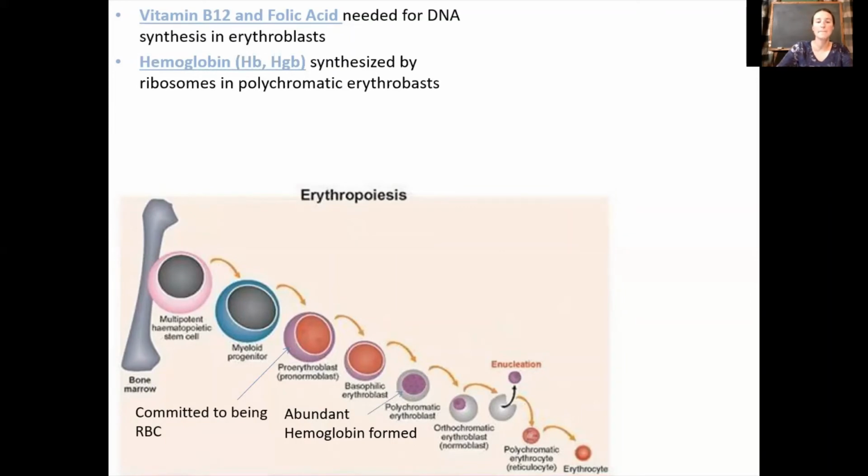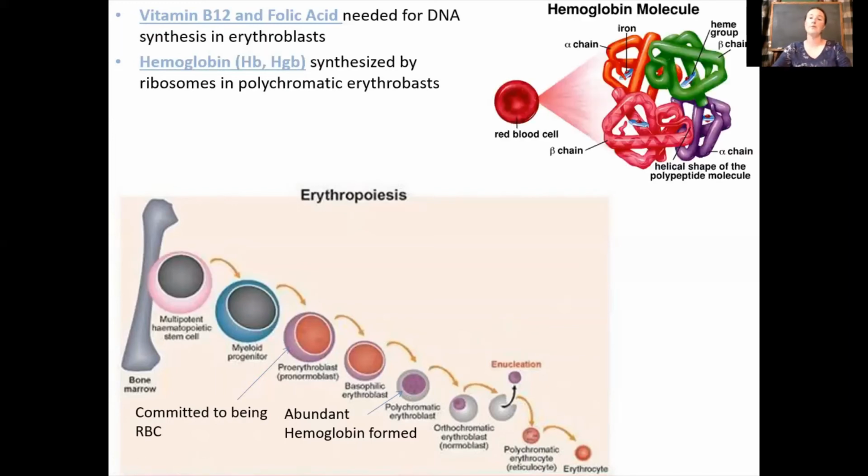Okay. Also, as this cell is continuing to develop, right, it's using vitamin B12 to ultimately make the DNA for these cells. At about this stage, so the polychromatic erythroblast, at this stage, we are actually making abundant proteins, right? So over here, we're making the DNA, okay? By this phase right here, we start transcribing and then translating different genes within that DNA, which will ultimately make the protein called hemoglobin.